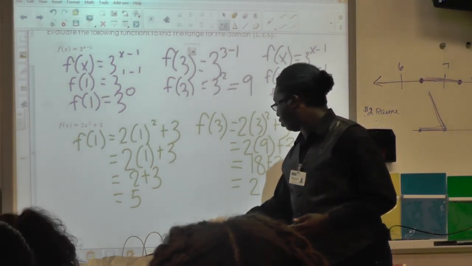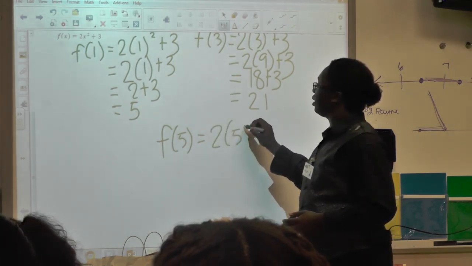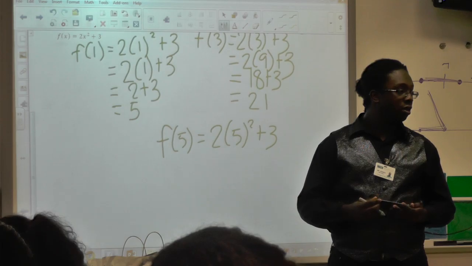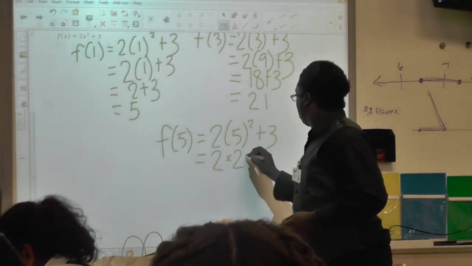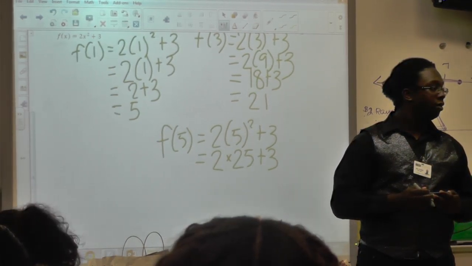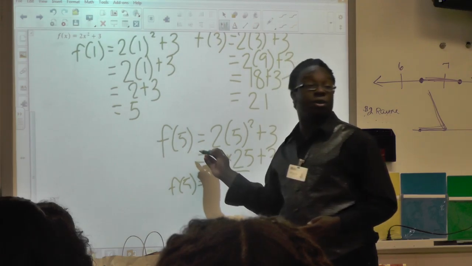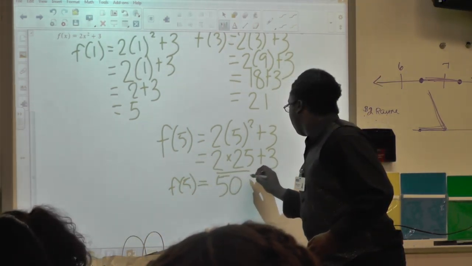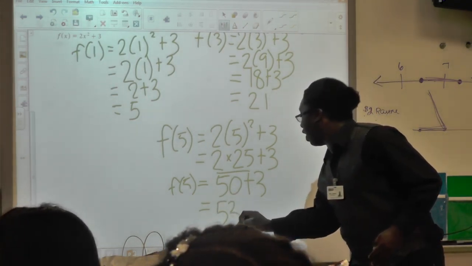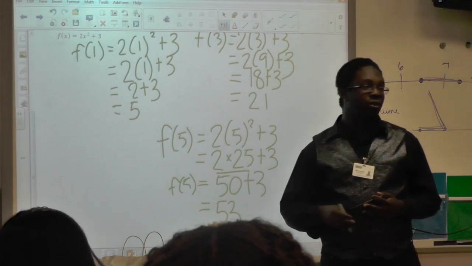Now for f of 5, we want to substitute this in. And what did you guys get for this? 2 times 25 plus 3. And after this step, which operation are we going to perform? Exactly. So we get f of 5 is equal to 2 times 25, which is 50. We still want to add our 3, which gives us a total of 53. So our range for the second problem would be which 3 values? 5, 21, and 53. Correct.